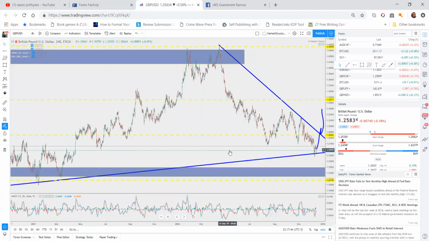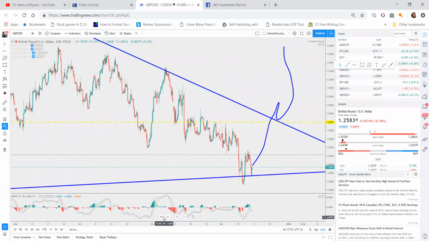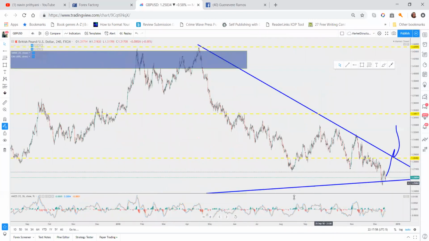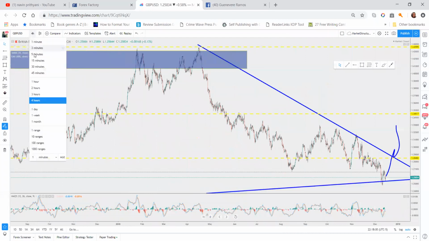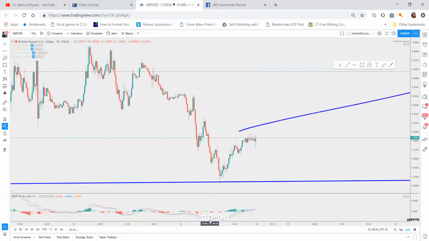Now, once I draw it up, this is a pair that I'll start looking for to reverse soon because it is dropping down to an important zone. So I will start watching it on a 15-minute time frame to see what it's going to do. Right now, it's making an ascending channel, so I would expect this to come down one more time. This was a corrective move.